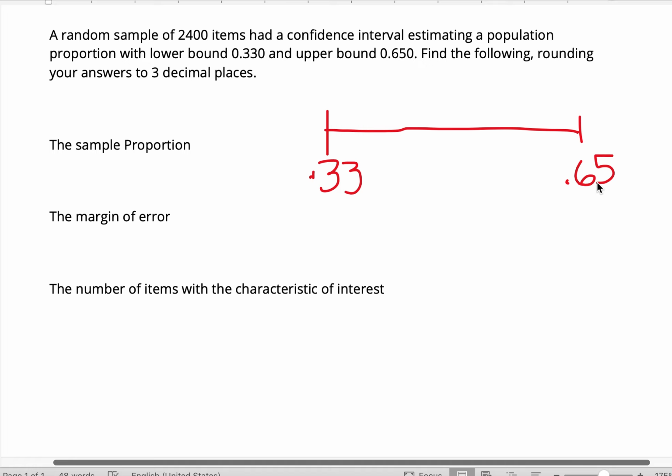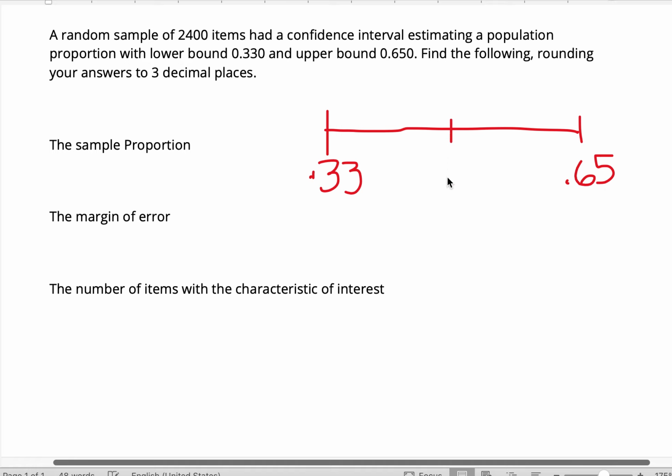So someone did a study, and they didn't really put any context in here. So imagine that you have some characteristic that you're checking for in these 2,400 items. You're checking for some specific thing. When you count all of the items that have that characteristic out of the 2,400, you come up with a proportion or a percentage. That will be what we call our sample proportion, because it's our proportion that we get from the sample, and that's what we use to estimate the entire population.